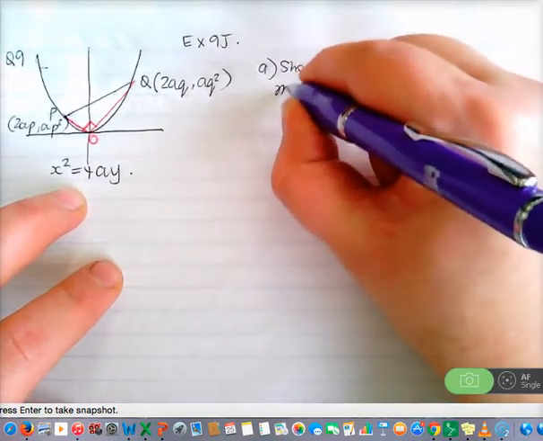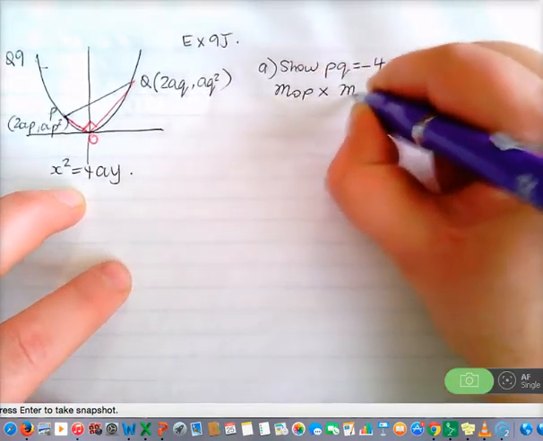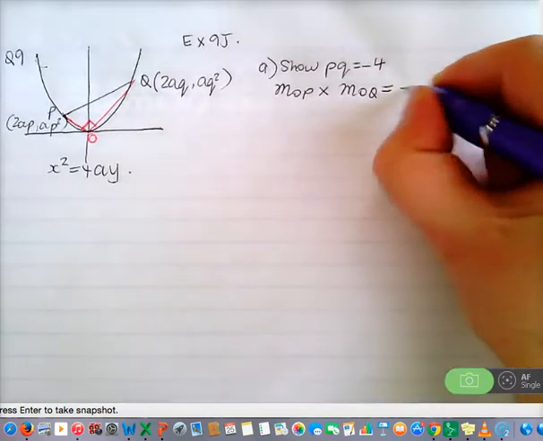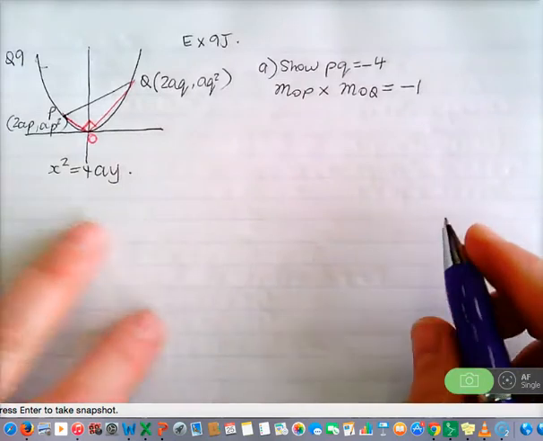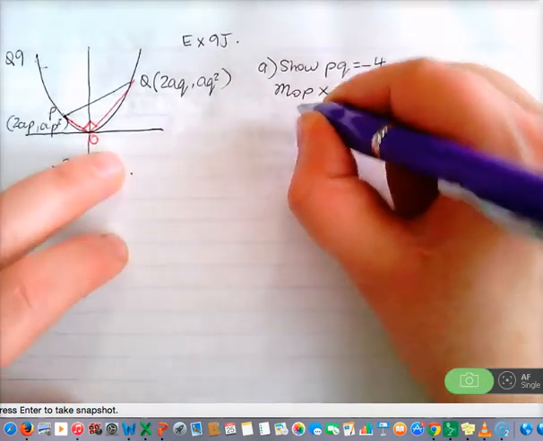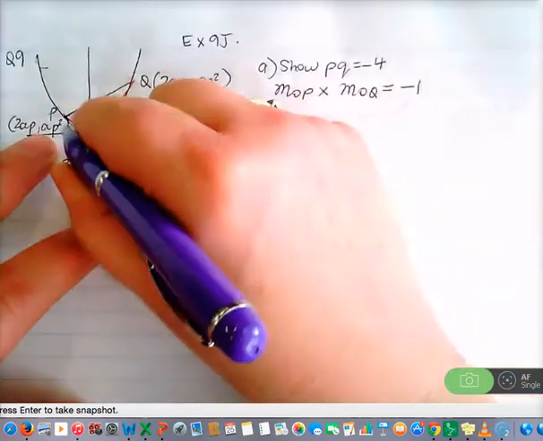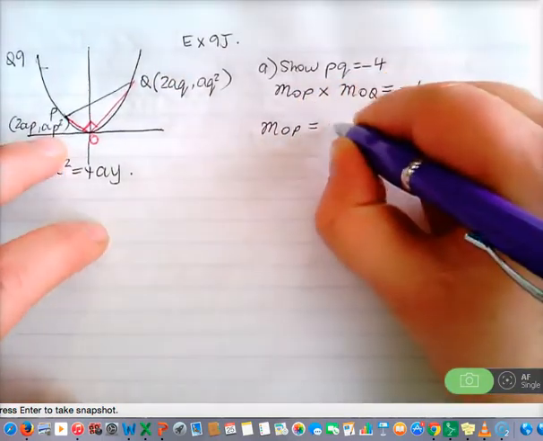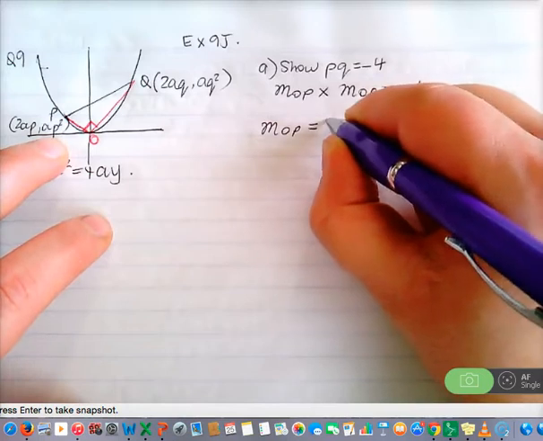What you should try is the gradient of OP times the gradient of OQ. They're perpendicular lines. Girls, whenever you're told these two lines are perpendicular, that's the first thing you do. The gradients of perpendicular lines multiply to -1. So I need the gradient of OP. How do I do that? Isn't it y2 minus y1 over x2 minus x1? So I'll just work that out. Gradient of OP is what?